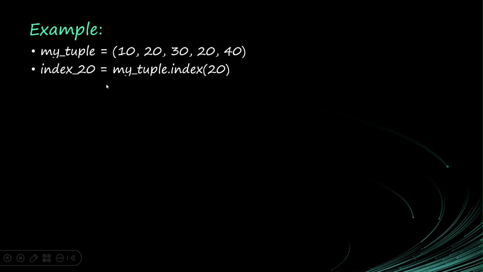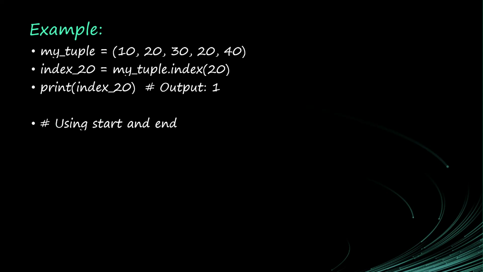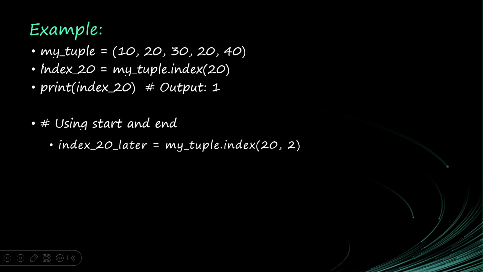So when I say give me the index of 20, of course, it gives us the first occurrence, which is 1. You can use the start and end index. You can say, I'm looking for the index of 20, but I want to start from index 2. So 0, 1, 2, I'm starting from 30. From 30 onward, I want to check what is the index of 20. Of course, it will return the second 20 here, which is 0, 1, 2, 3. So it will return 3 as the index of this 20.